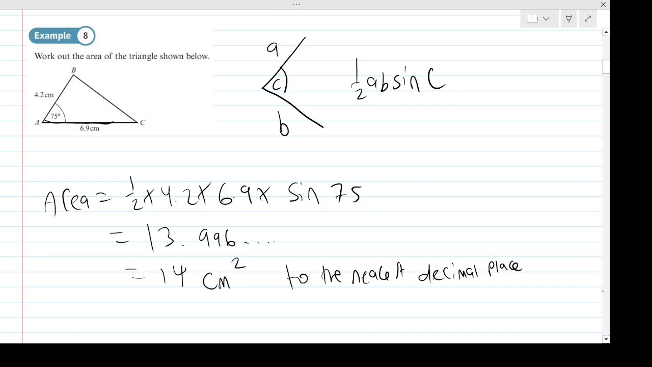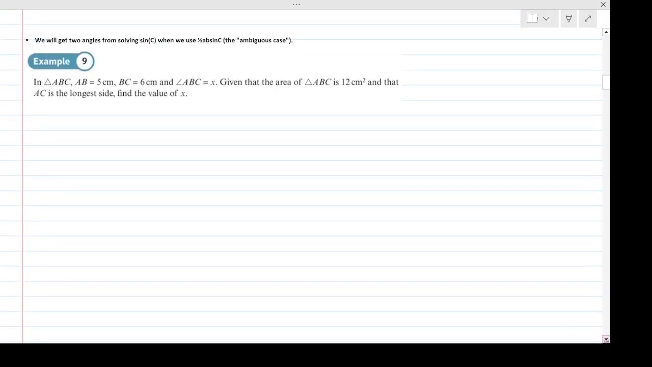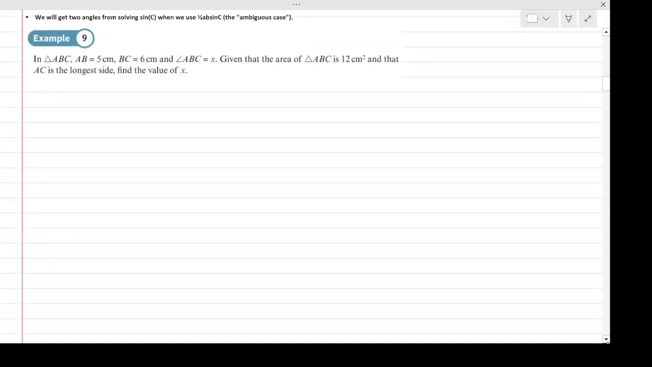So yes, hopefully that's basically the idea of the formula, and how we apply it. So let's have a look at another example. We are told in triangle ABC, AB is 5, BC is 6, and angle ABC is x. Given that the area of ABC is 12, and AC is the longest side, find the value of x.